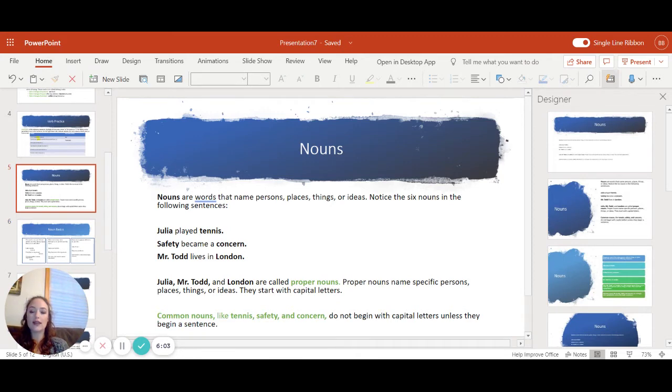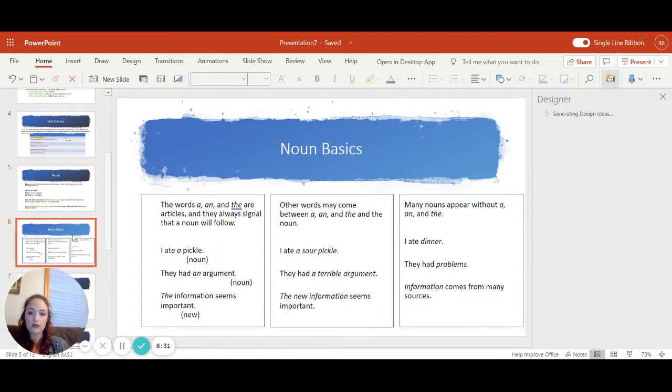Mr. Todd lives in London. So our capitalized friends here, that are not at the beginning of the sentence, Julia, Mr. Todd, and London, are called proper nouns. Proper nouns name specific persons, places, things, or ideas, and they all start with capital letters. Common nouns, like tennis, safety, and concern, do not begin with capital letters unless they begin a sentence, like safety. All right? So here are some more noun basics.